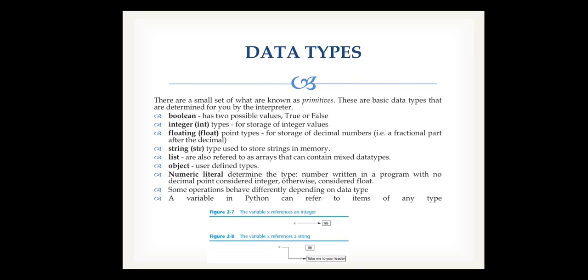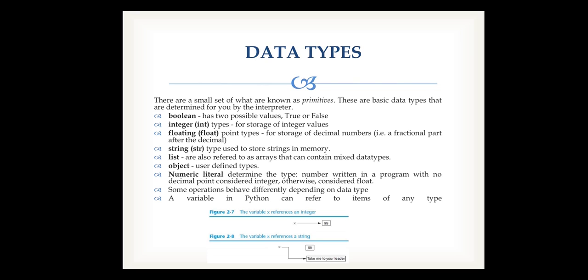Floating, it is used to store the decimal number. String, it is used to store the string in memory. List, it is also referred to as an array. List can contain mixed data types. Okay, there is a difference between list and array. Array is a collection of similar data types, but list is a collection of different content, which contains different data types.